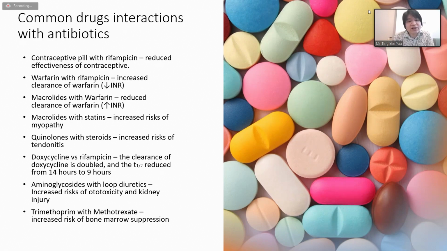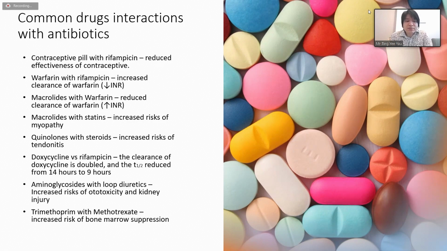And there is a alert from MHRA to highlight the risk of tendinitis when quinolones and steroids are given together. We quite often use doxycycline and rifampicin together, but many of you might not know that the doxycycline clearance actually doubles with rifampicin if you give them together, and also the half-life of the doxycycline will reduce.